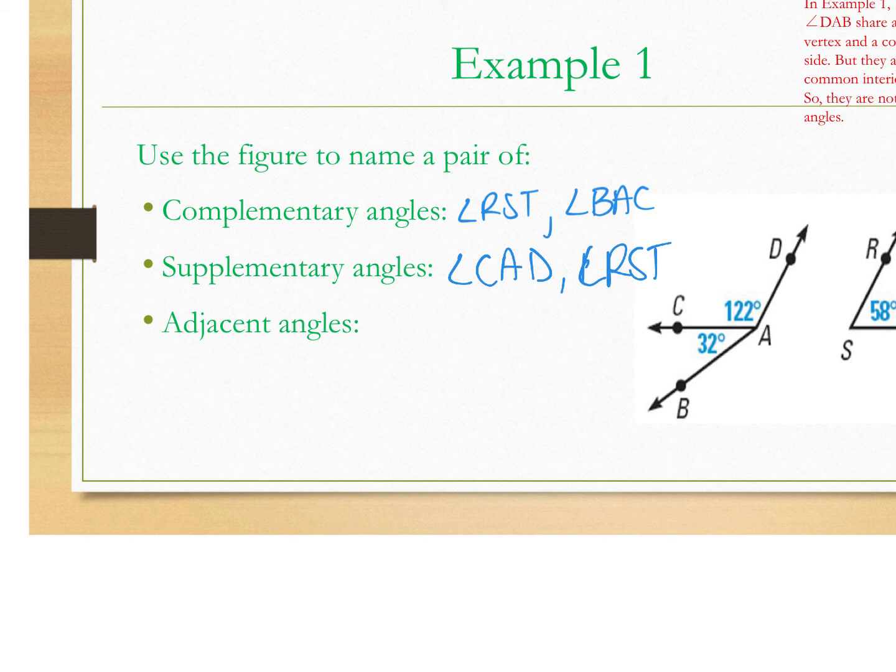What are the adjacent angles? John? CAB and CAD. Very good. Why? Because it's together. No, you're right.